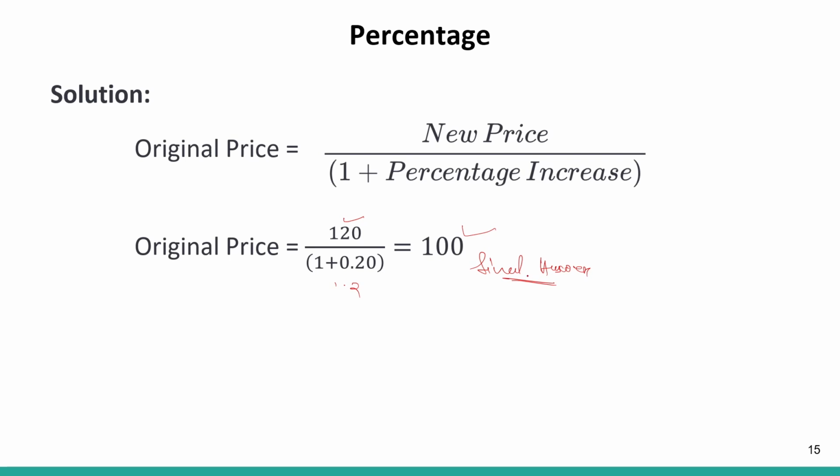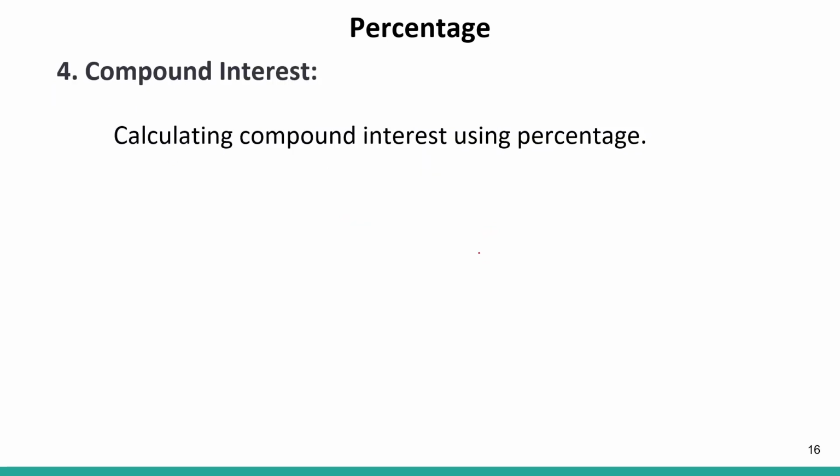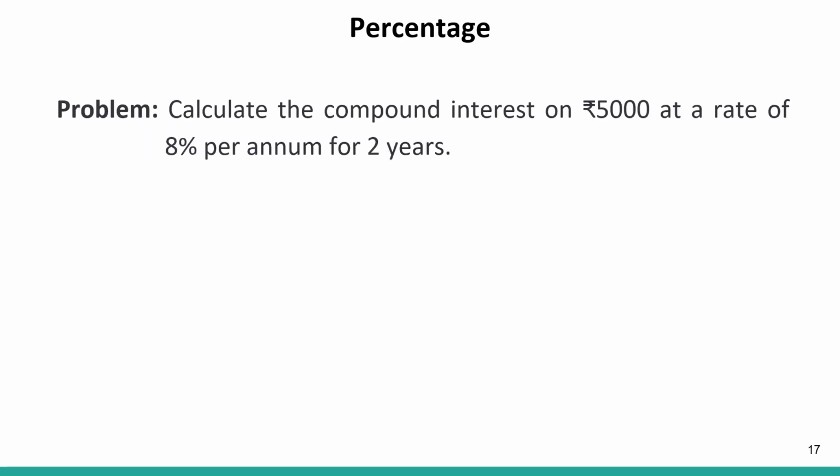So we have covered the final answer. Okay. So let's see the fourth kind of question that is being asked, that is calculating the compound interest using percentage concepts. Calculate the compound interest on 5,000 at a rate of 8% per annum for 2 years. So you have an amount that is 5,000 and you want to calculate the compound interest on it at a rate of 8% per annum for 2 years.